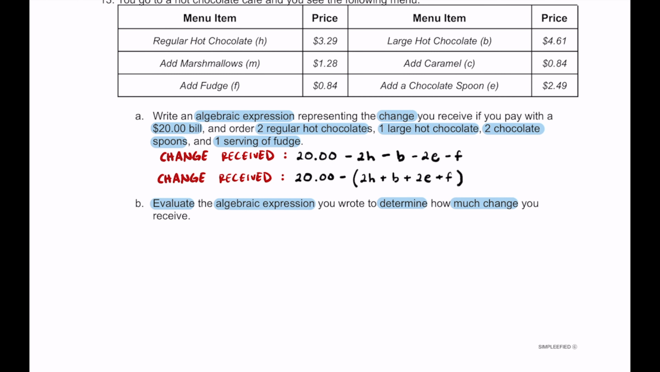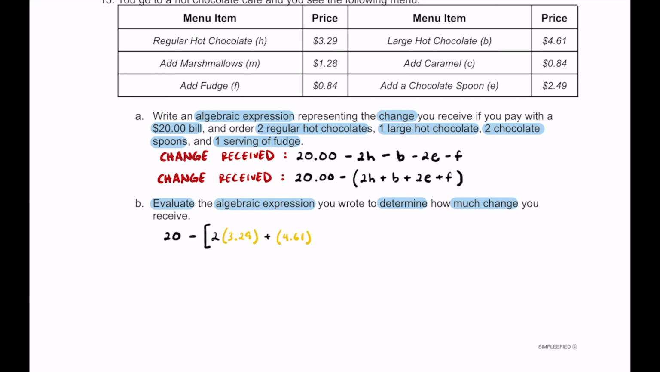All right, let's start writing this out. We have the $20 that you are spending, so it's going to be 20 minus, and I'm going to use brackets here just to keep this organized. Now we have 2H. That's 2 of these hot chocolates. They're $3.29 each, so it's going to be 2 multiplied by $3.29. And then we're going to add the cost of B. B here is the large hot chocolate, and that's $4.61 each. We're buying 1 of those, so we don't have to write the 1 by the identity property, and that's going to be $4.61.